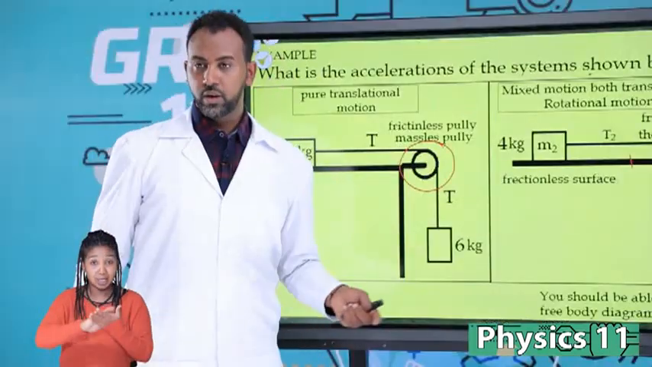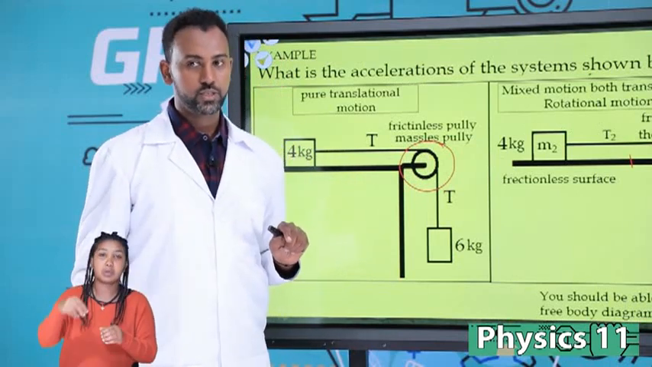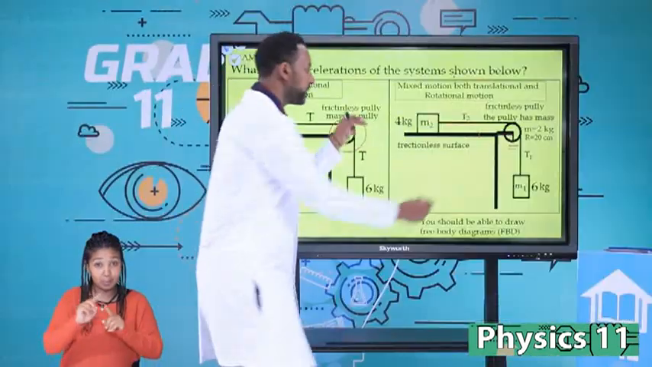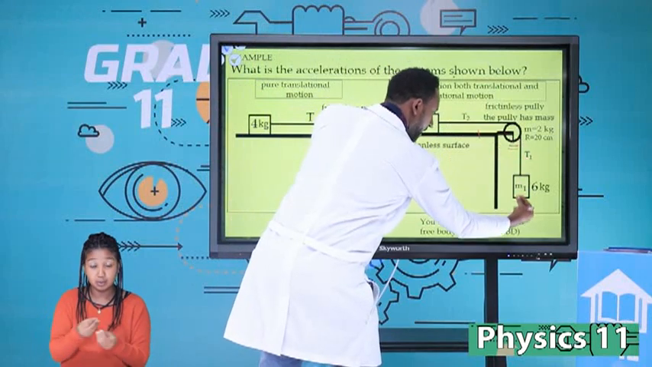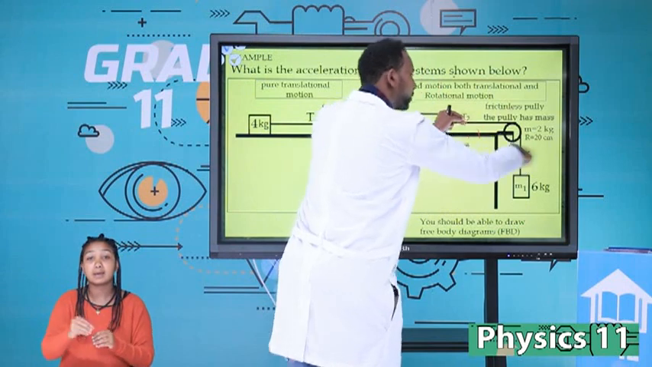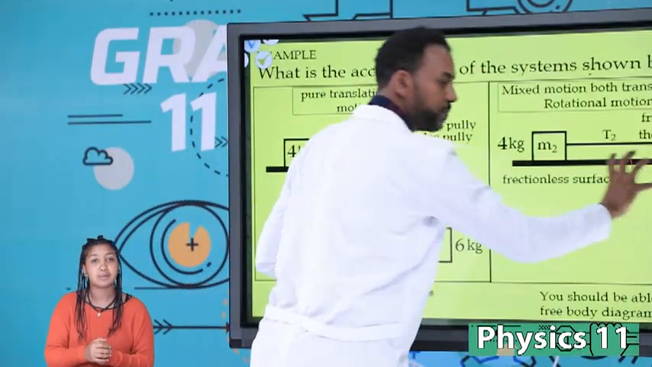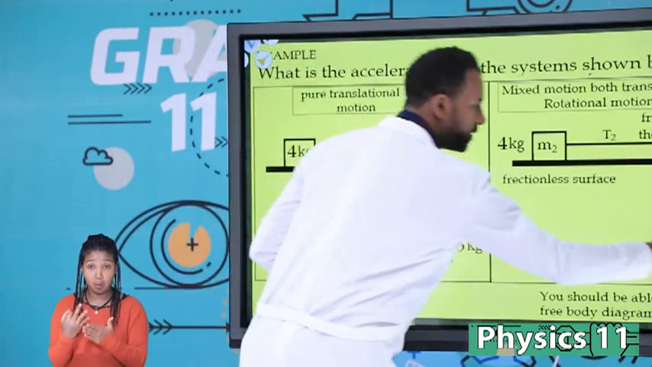If the net force is 0, this object is considered to be in equilibrium. We'll try to see this in the next unit. But now it's moving. While this object is moving downward, this object is moving to the right, and the pulley is rotating. Therefore, we have to draw the free body diagrams of each body.